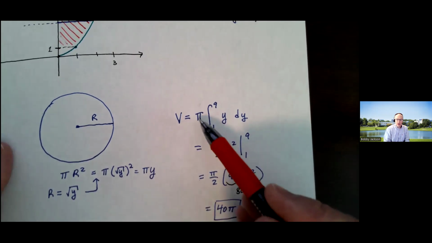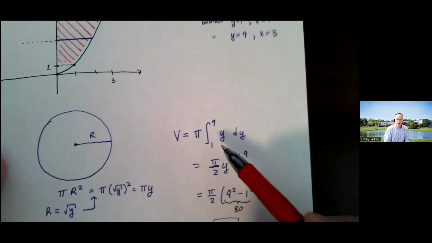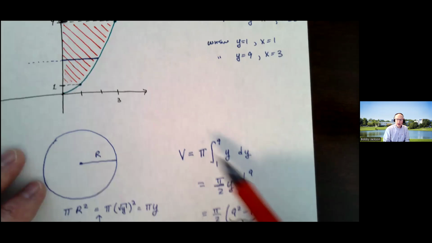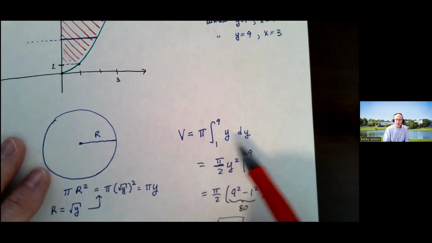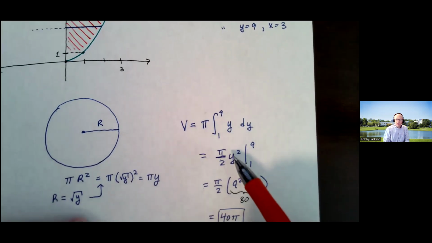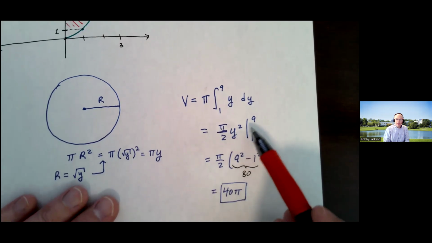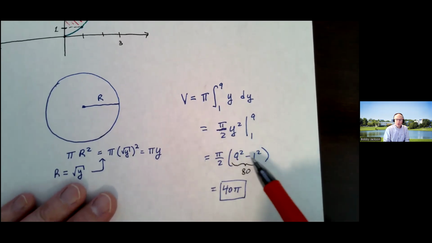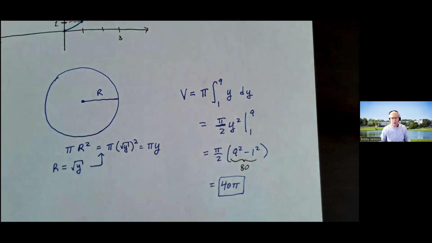So here it is. We're going to integrate pi times y. I pull the pi out, from y equals 1 to y equals 9. And this is our easy integral to do. Quick antiderivative of y is 1/2 y squared. Plug in 9, plug in 1, subtract, simplify. We get 40 pi. Pretty easy as pie.